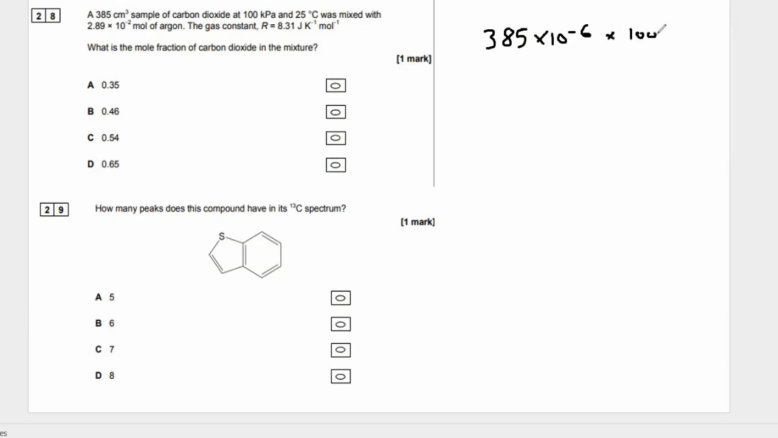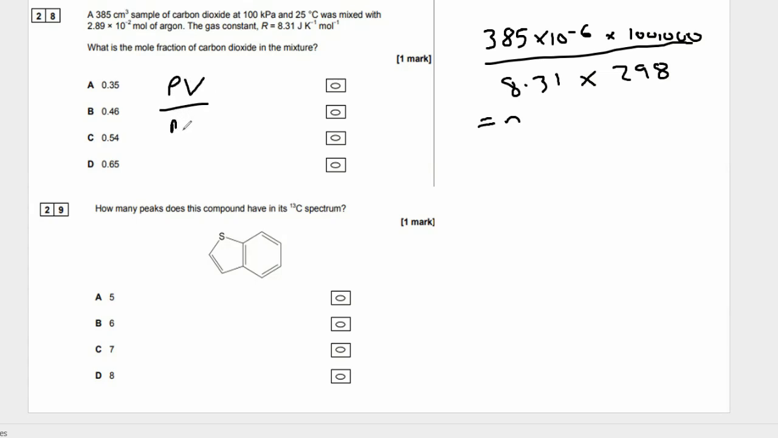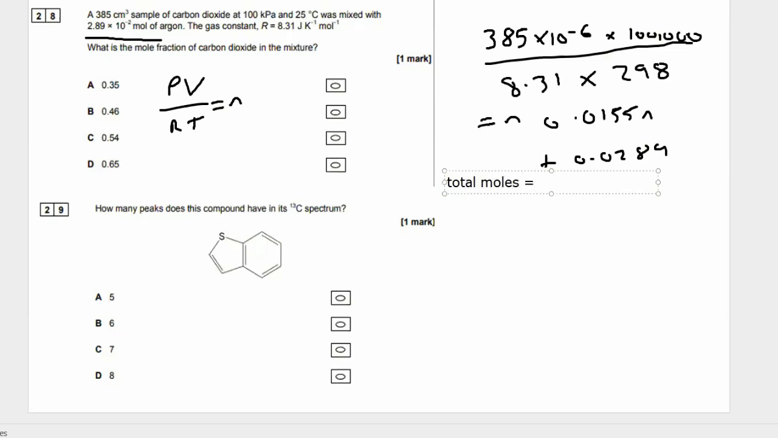Right, we need to rearrange this. So this is going to be PV equals nRT, divide by RT, PV over RT, and you'll get the moles. So we want to do 385 times 10 to the minus 6 to change the centimeter cubed into meters cubed, times by 100,000, because it should be in pascals, divide by 8.31 times 298, because we add 273 to 25 to put it into Kelvin, and we get 0.0155 moles.